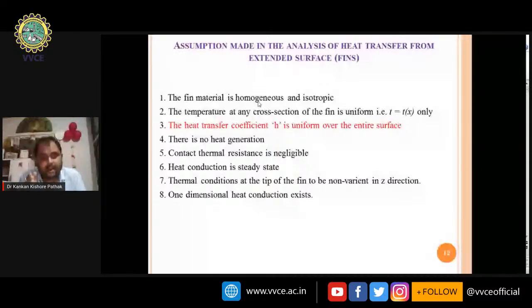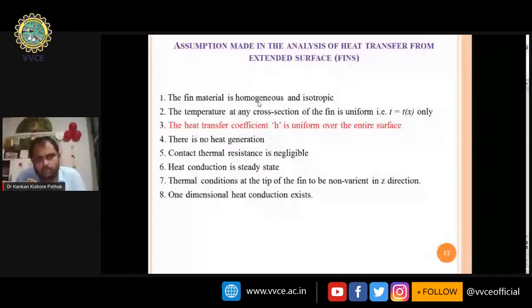The second assumption is that the temperature at any cross section of the fin is uniform, that is T equal to T(x) only. That means the temperature at any cross section of the fin is not changing with respect to location. Again, I will come back to this point: the heat transfer coefficient h is uniform over the entire surface. Then, there is no heat generation. Contact thermal resistance is negligible. Heat conduction is steady state. Thermal condition at the tip of the fin is non-variant in the z direction, and one-dimensional heat conduction exists.